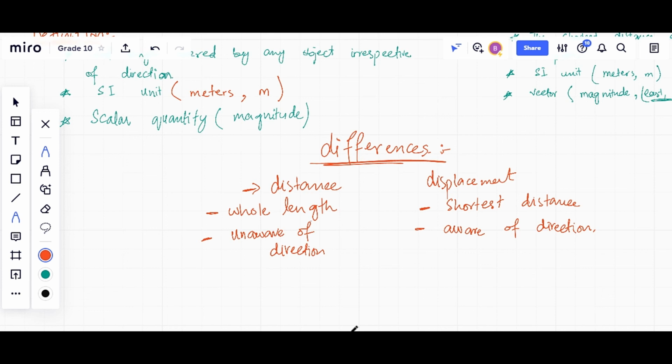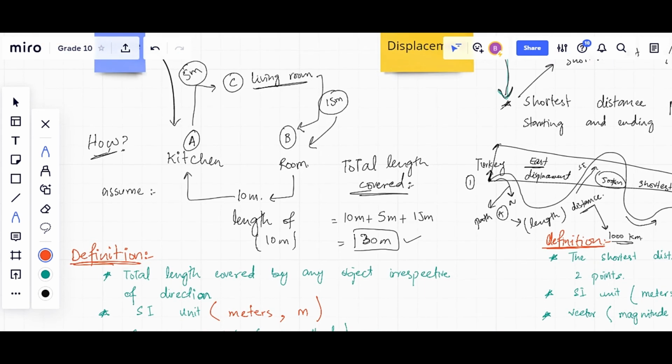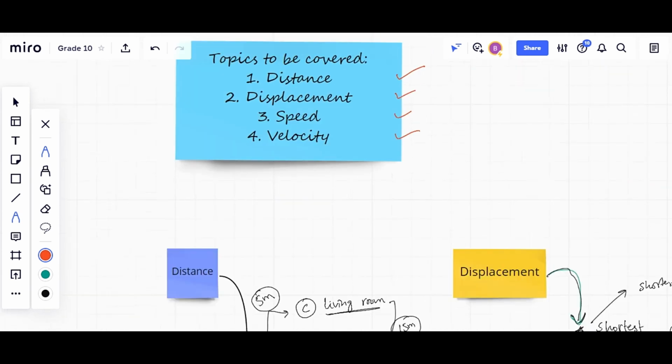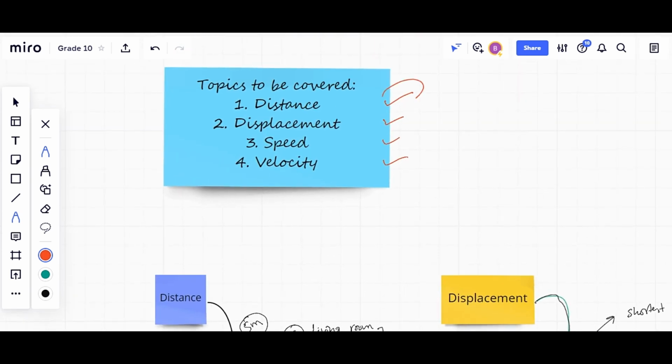Now there are some other terms related to these two. When we cover some distance, it gives us other values, and those terms are known as speed and velocity. We'll discuss speed and velocity in the next video, inshallah. So for today's video, we covered the main topics, distance and displacement.